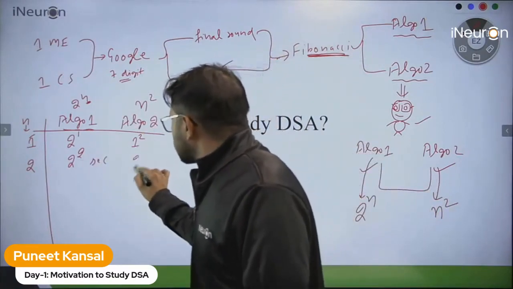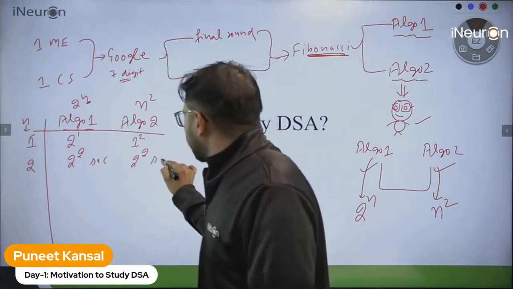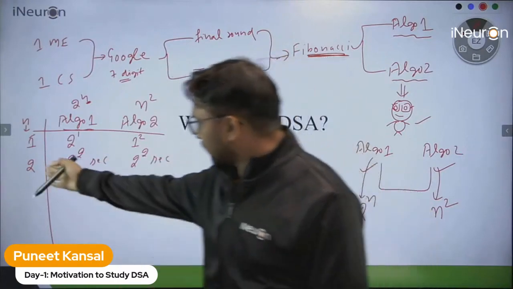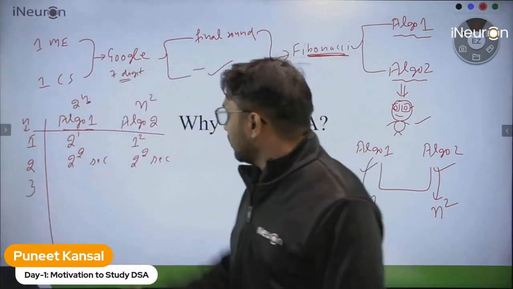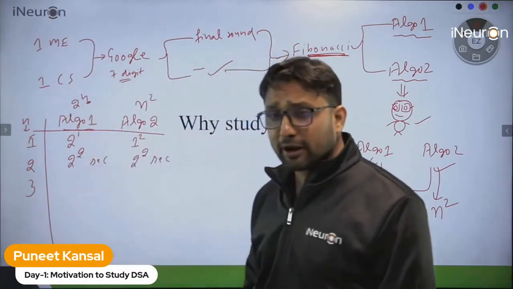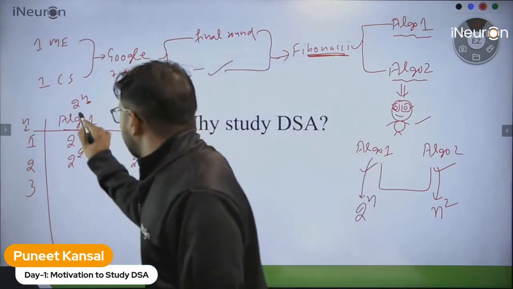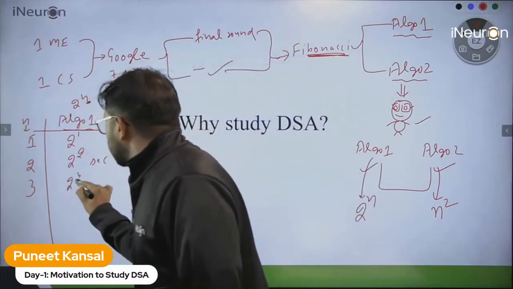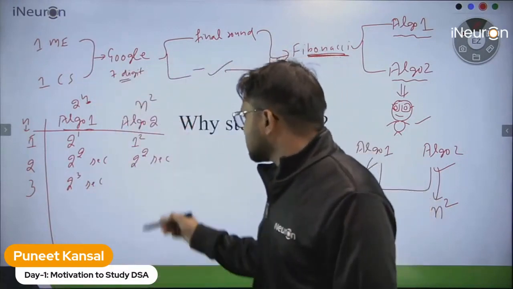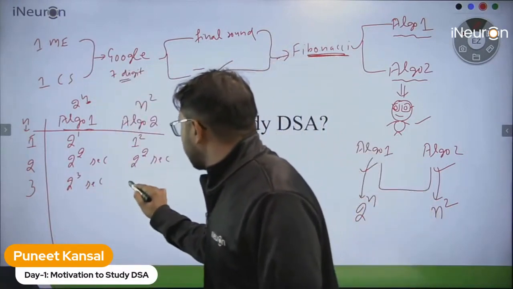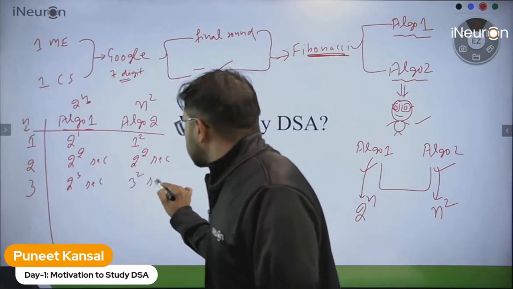Okay, this is also taking 2 power 2 seconds, both are taking the same amount of time for this input. Let me give some more input, 3. The input size is 3 now. Let's see how much algorithm 1 is taking. So this will be 2 power 3 seconds, which is 8 seconds. And how much time is this one taking? N square, that is 3 power 2. So this is actually 9 seconds.